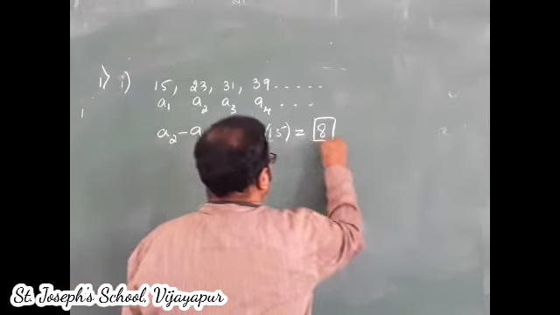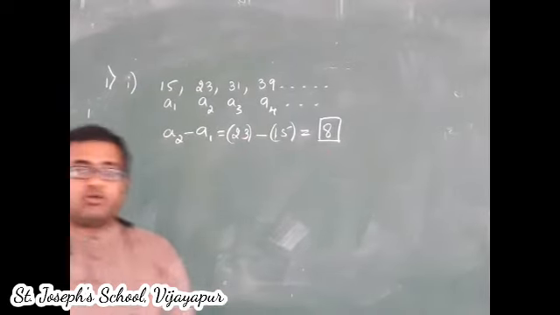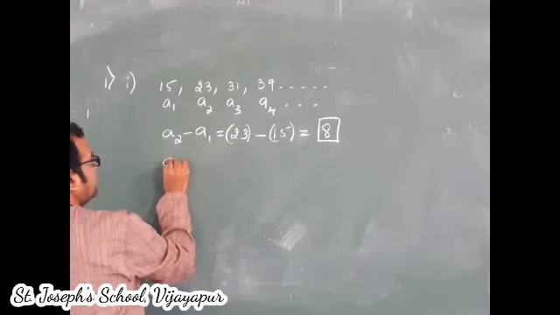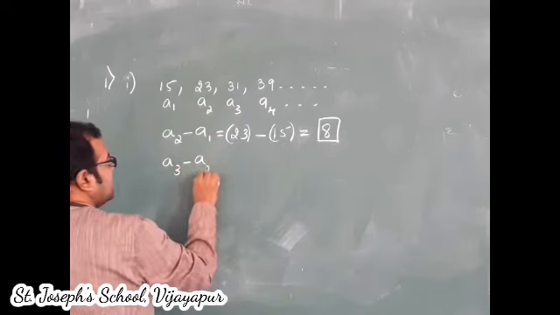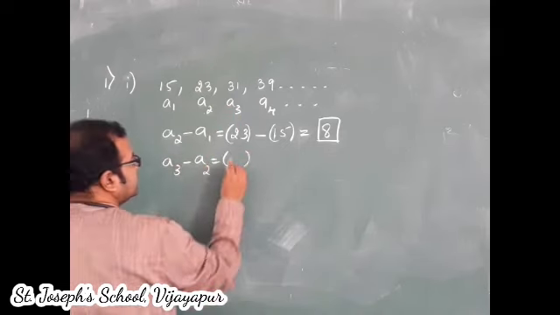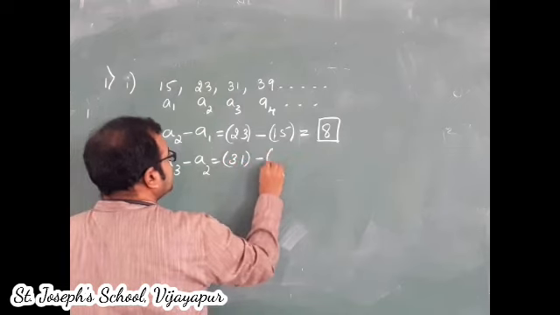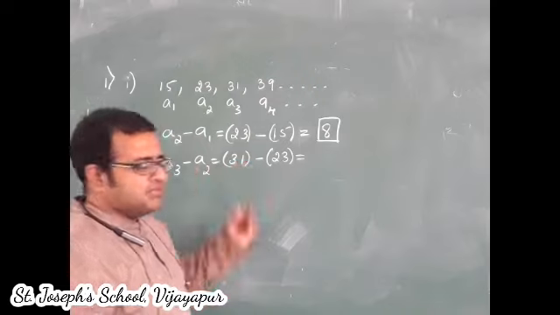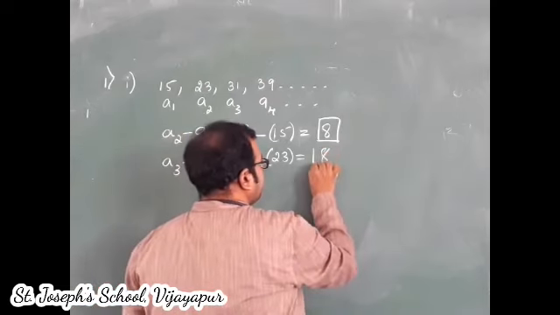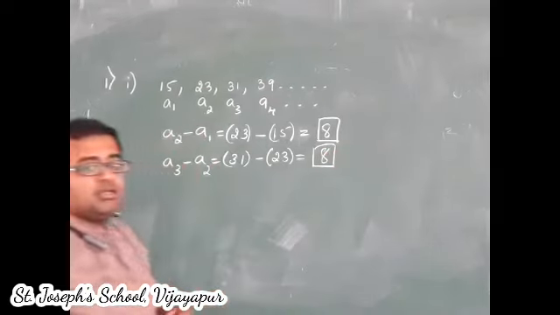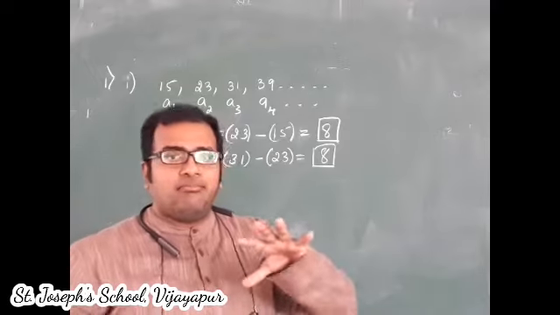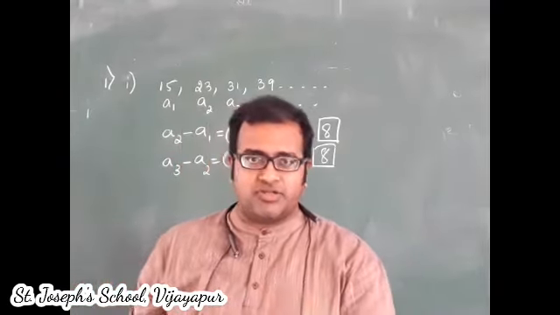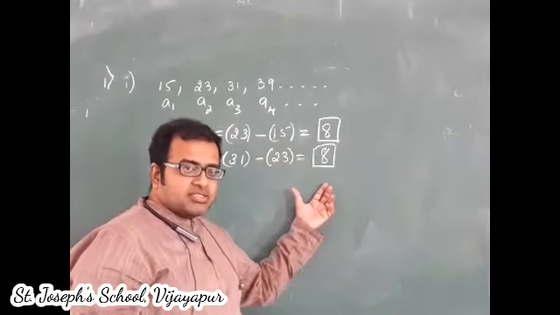Let us store the answer. Now, it's time to check the next two consecutive terms, that is A3 and A2. A3 minus A2 is equal to 31 minus 23. The difference is 8. You should be happy that we got the same constant difference. If the difference is the same, we call it the common difference. So, is this a common difference?